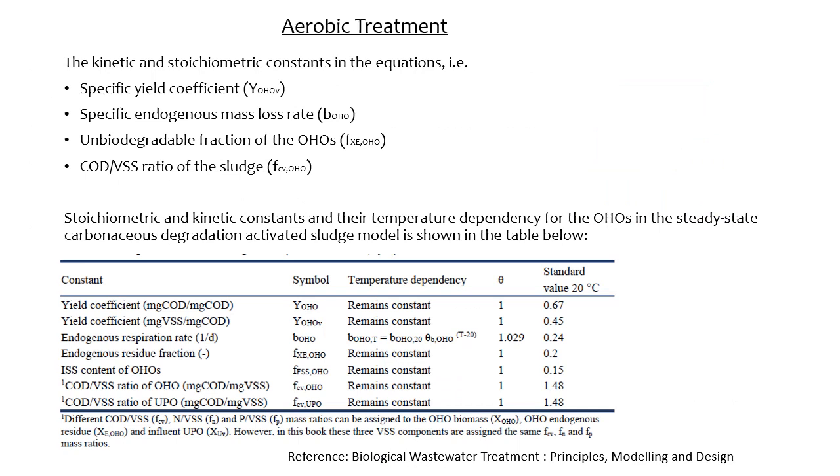The activated sludge in the aeration tank, which also receives recirculated sludge from the clarifier, has a majority of organisms that are ordinary heterotrophs. They can be better understood with kinetic and stoichiometric constants, which are specific yield coefficient YOHO, specific endogenous mass loss rate BOHO, unbiodegradable fraction of OHOs FXEOHO, and COD/VSS ratio of the sludge. These constants are temperature dependent as shown in the table.